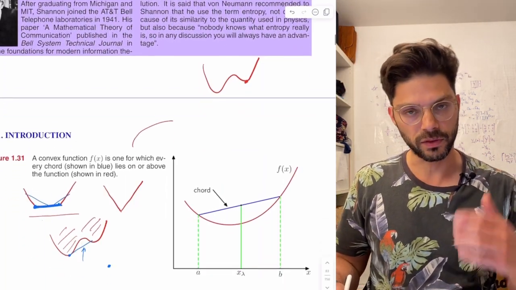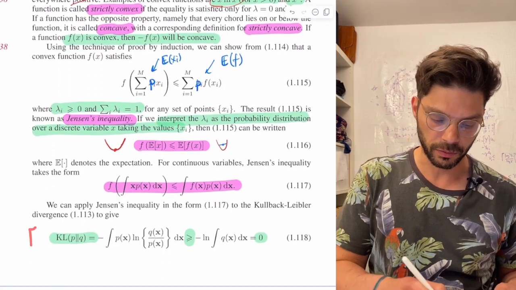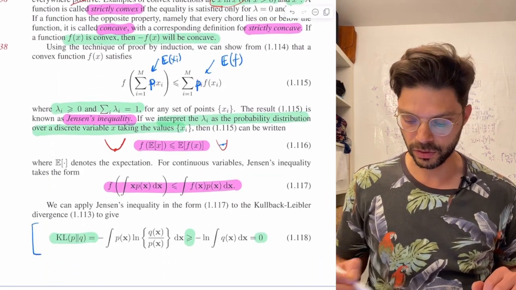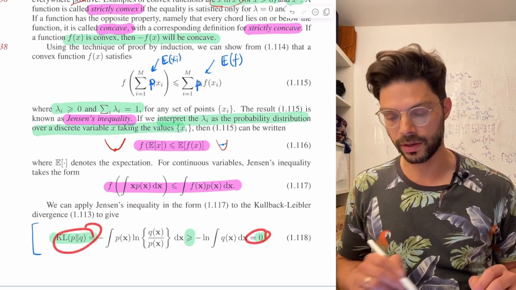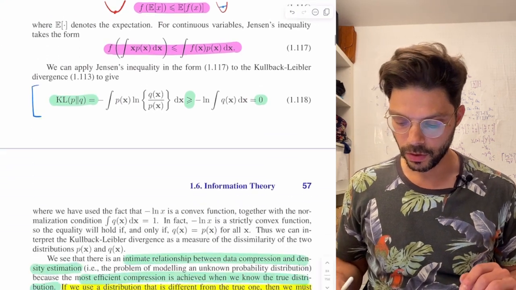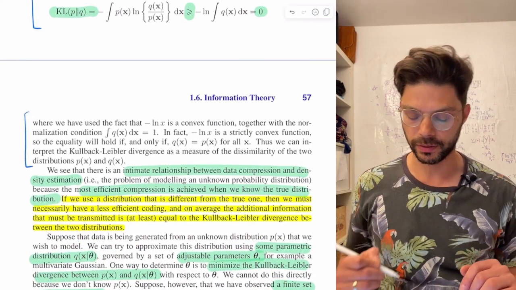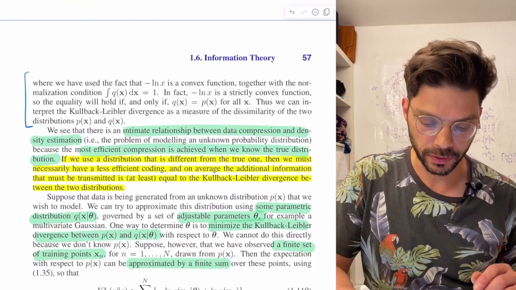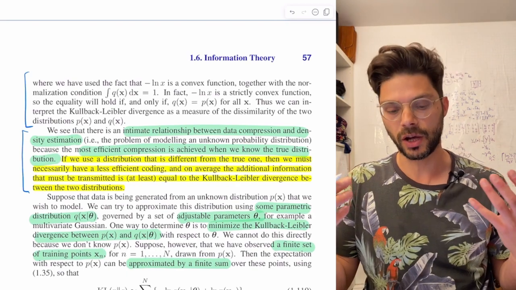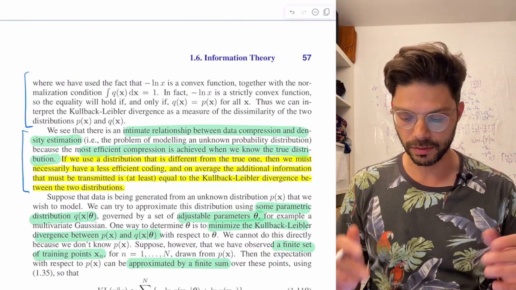But once you've covered convexity, then we get to this important result here: the fact that the Kullback-Leibler divergence is greater than or equal to 0. So that's the next little chunk. It'll stretch on all the way to here. And then he'll summarize the discussion, which is the connection between data compression and density estimation.